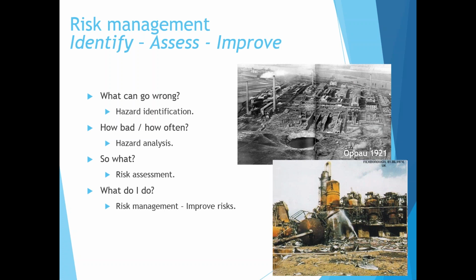Risk management, if you think about it, is independent of the industry that we're talking about. It's always the same process. You want to identify what can go wrong. You want to identify the hazards that are associated with processes or products. Then you want to find out if something goes wrong, how bad is it, how frequently does it happen? That's the process of hazard or risk analysis. And then you want to do something about it, right? You want to find out what it means if something goes wrong. That's the process of risk assessment. And how do you improve it? That's the actual risk management or risk minimization.